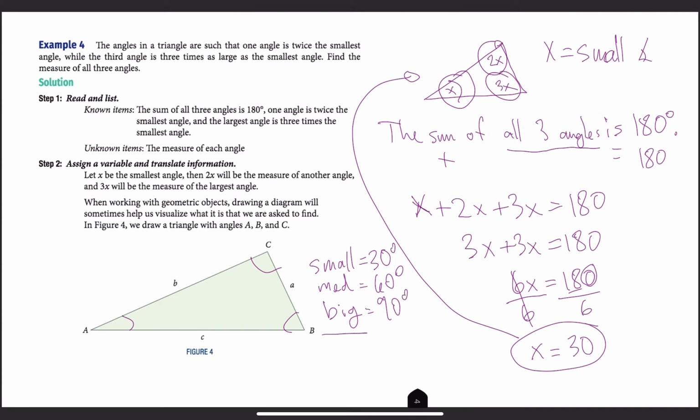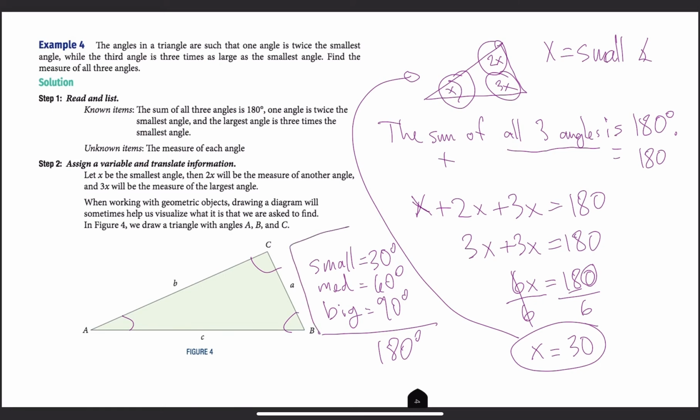Now the question is, do all these angles add up to 180 degrees? Does it make sense in the context of the problem? So let's see. 30 and 60 is 90. 90 and 90 is 180. So indeed, these would sum to 180. So this seems to be a reasonable solution to the problem.